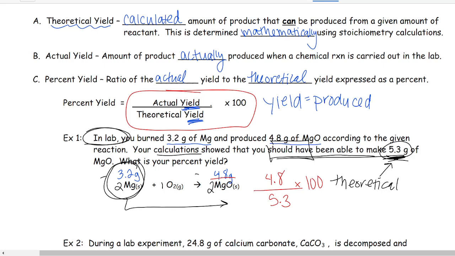So using your calculator, type this in. I have 4.8 divided by 5.3. Most of you, when you see this number, can turn that into a percentage. That's just fine. If you can't turn that into a percentage in your mind, just multiply by 100. That's why I put that on there. Then you end up with 90.566 as your percent. So I would write that in this case, I was able to yield 90.566%.